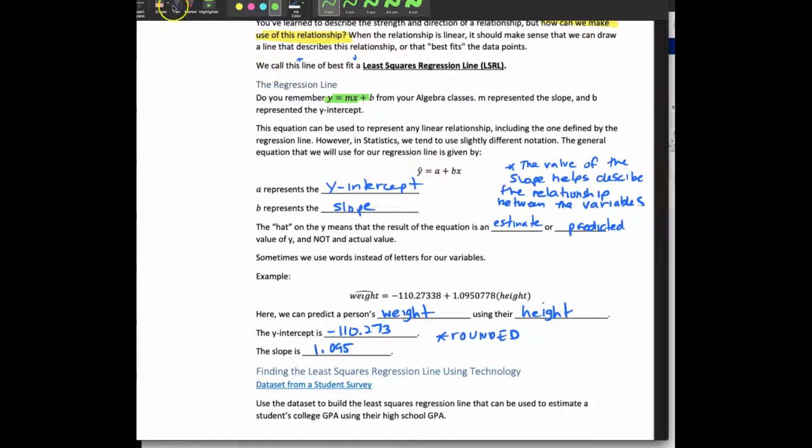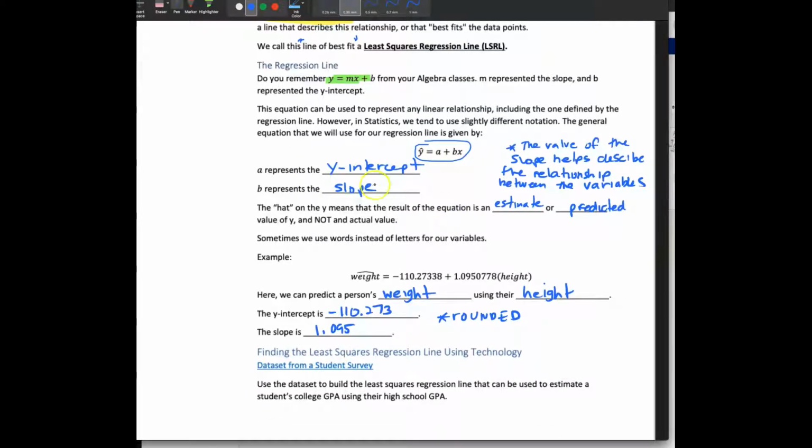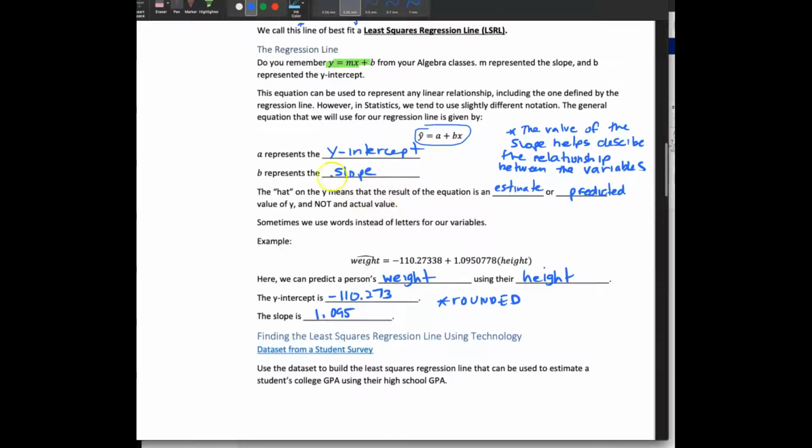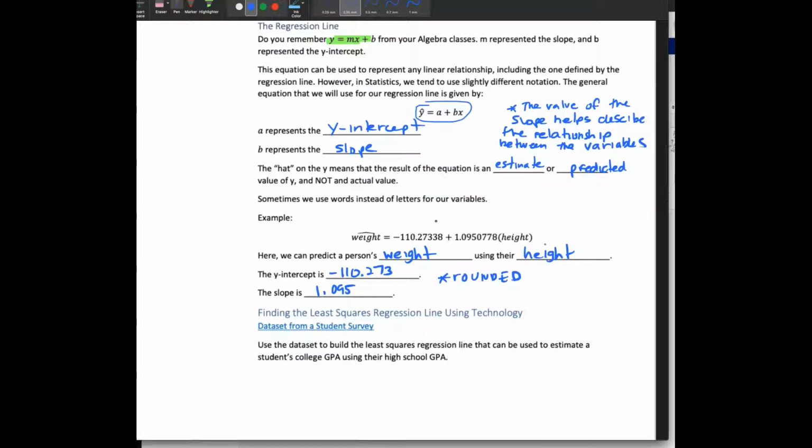Now in statistics, instead of writing y equals mx plus b, many times you will see it this way: y hat equals a plus bx. A represents the y-intercept, which we'll talk more about. B represents the slope. The slope, again, is the way we describe this relationship between the two variables. The hat here is confusing to students, but all that represents is that we're using this equation to estimate or predict the value of y. It's an estimate or predicted value of y, not the actual value, because we're going to have data and we want to then make a prediction about future values.